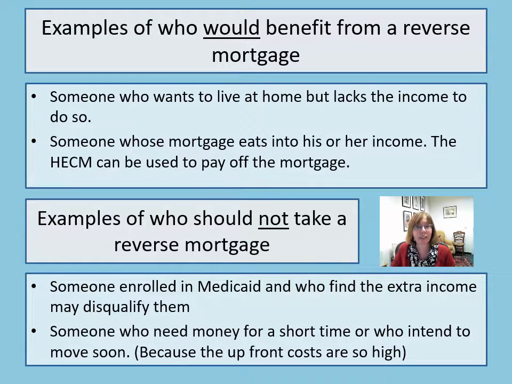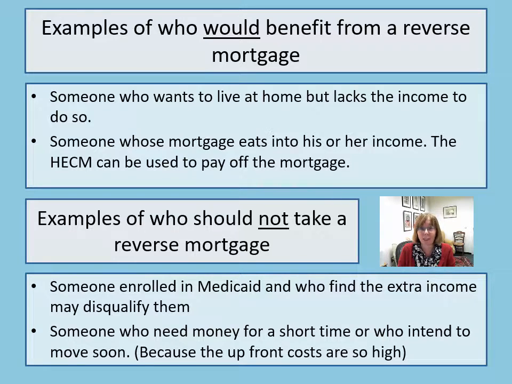One of the exercises for this week's class is to assess whether certain individuals, certain scenarios are suitable for a home equity conversion mortgage or not. And so here, this might be useful to you. Who would benefit from a reverse mortgage? Well, someone who wants to stay in the home but lacks the income to do so, or someone whose mortgage eats into his income, so the HECM can be used to pay off the mortgage and therefore leave you enough money to live on. Now, who does not want a reverse mortgage?